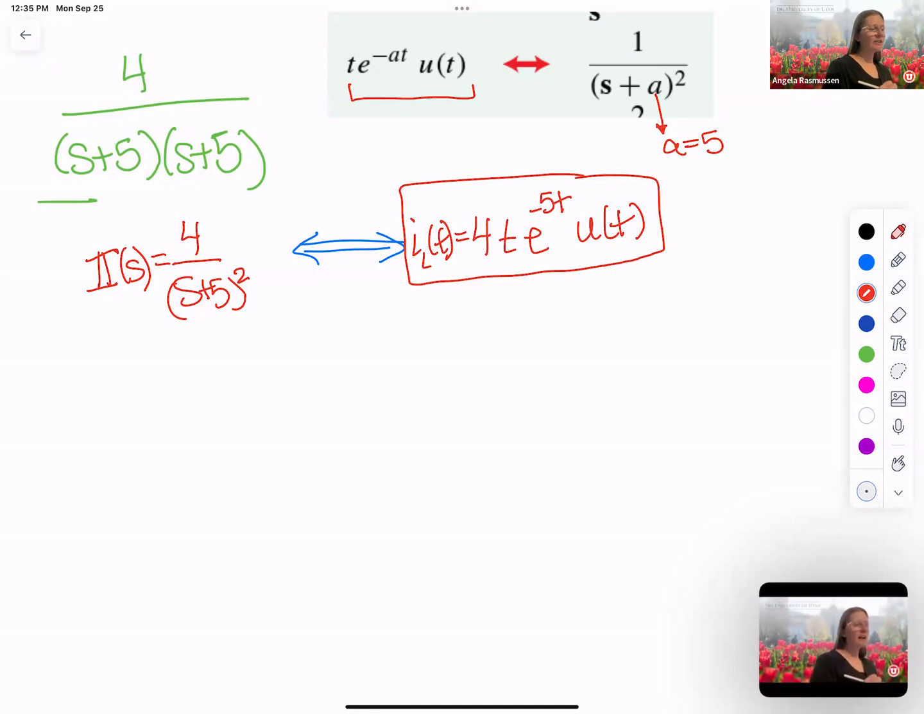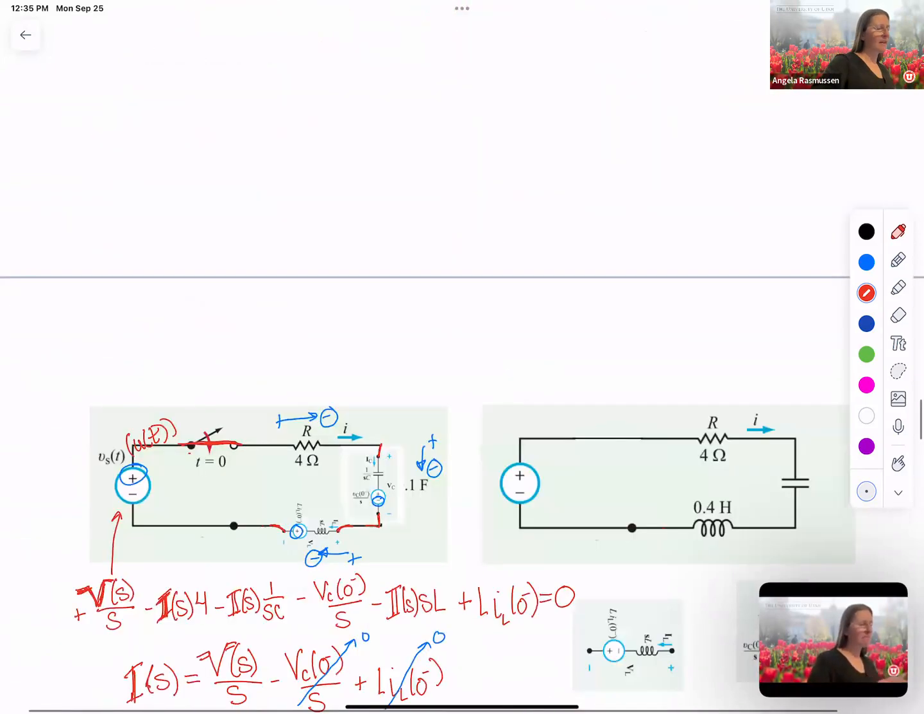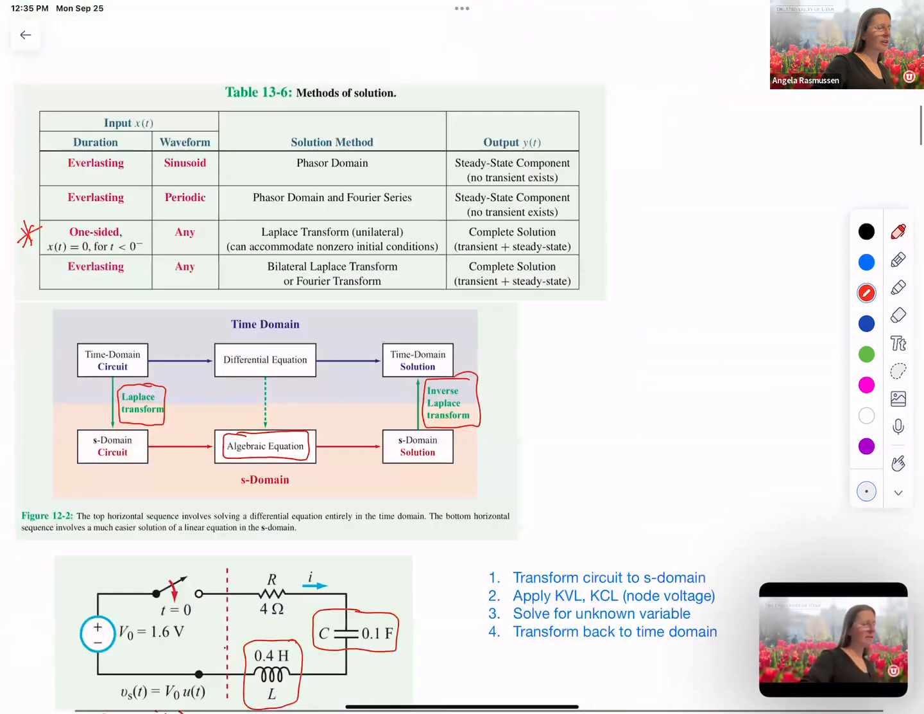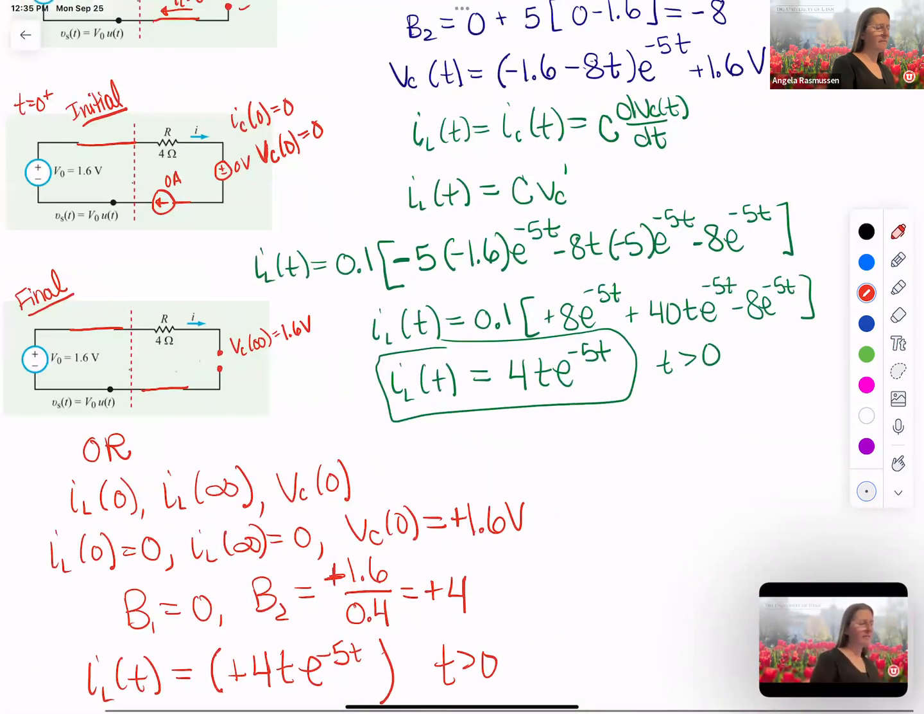And that is exactly the same as what we had using the technique we used up there. So 2 different ways of solving the problem now.